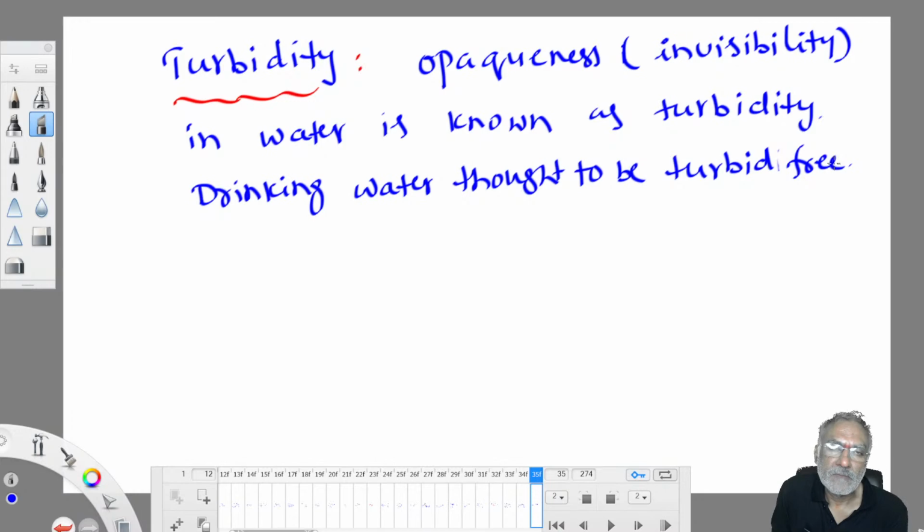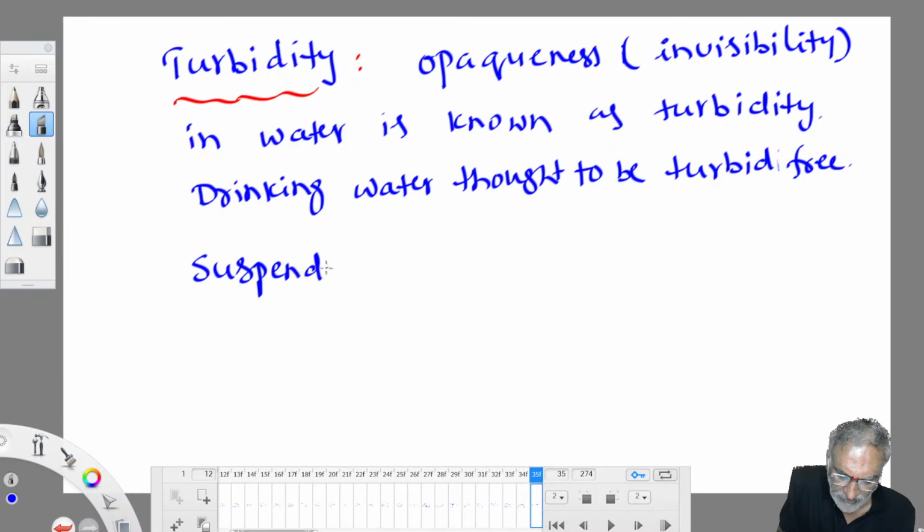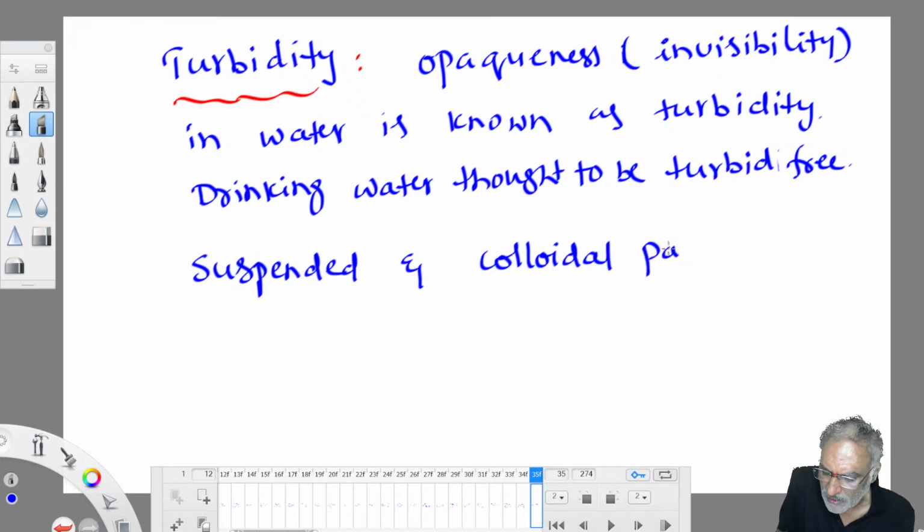Normally, turbidity is caused by suspended particles and colloidal particles. So suspended and colloidal particles cause turbidity in water.